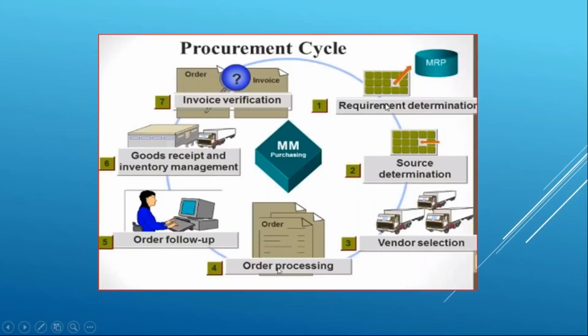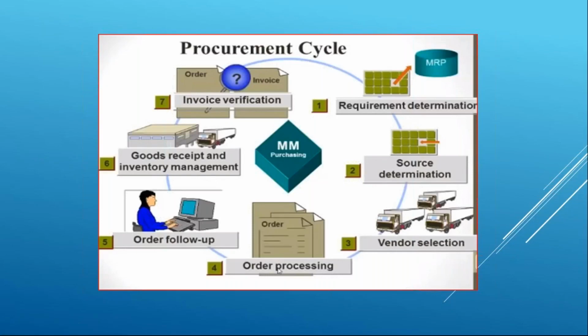So when I talk about P2P, P means procure to pay. From the time a requirement comes till the time the payment is done, that full process is called the procurement cycle or the procure to pay cycle. Procure means to buy and pay means to make a payment to the vendor.